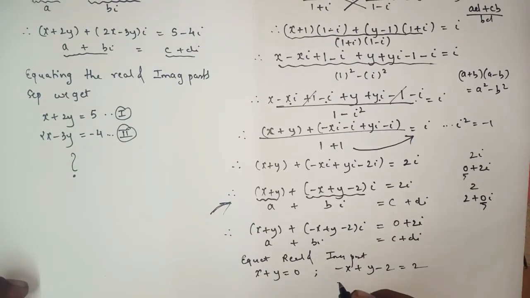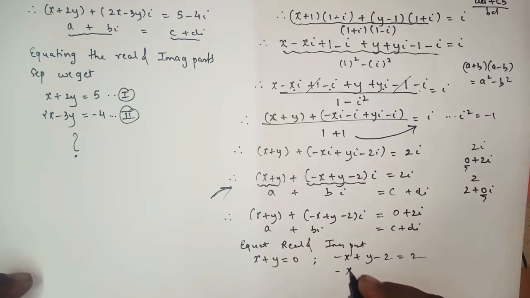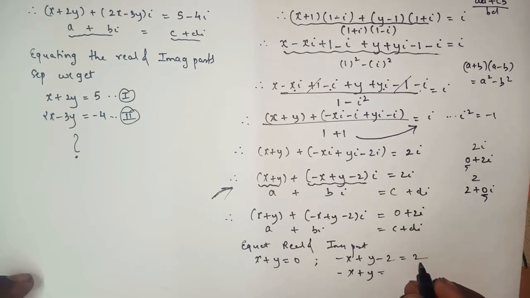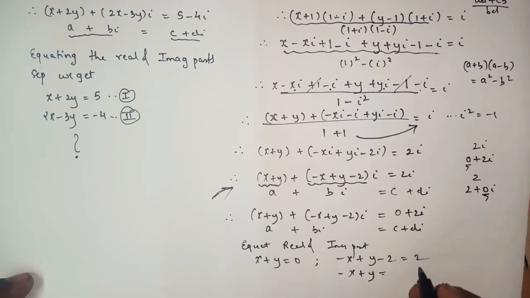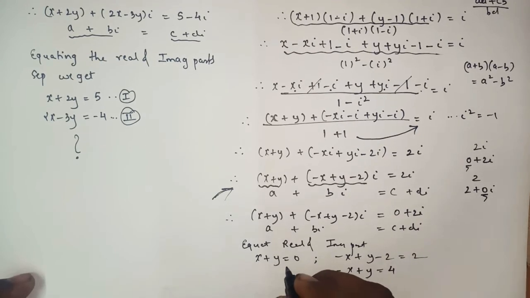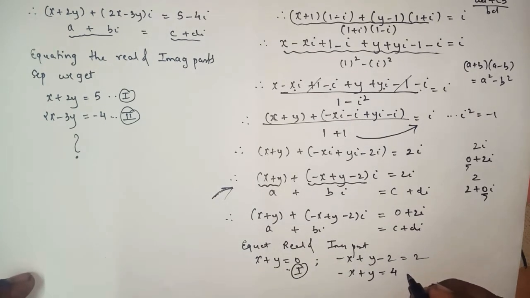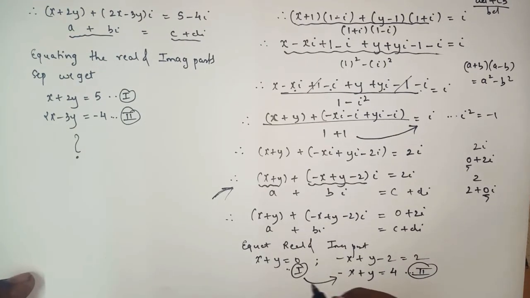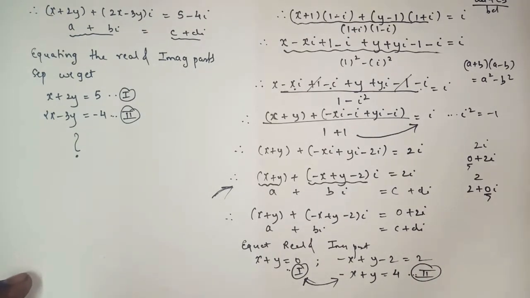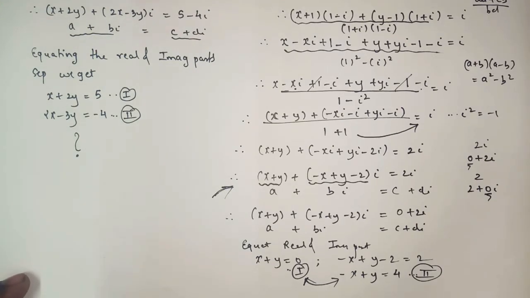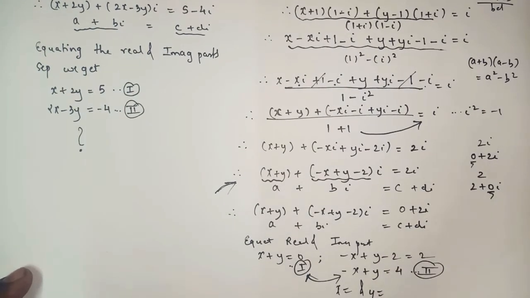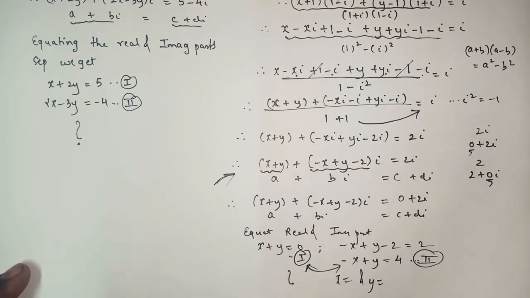So this we can write as minus x plus y equals to... this 2 will come to the right hand side, so 2 plus 2, that will be 4. So we'll call this equation number 1 and this equation number 2, and the rest I hope you all know how to solve these two linear equations simultaneously to get the answer of x and y. Okay, so please try the remaining part by yourself.